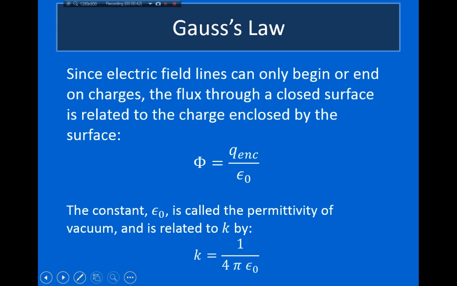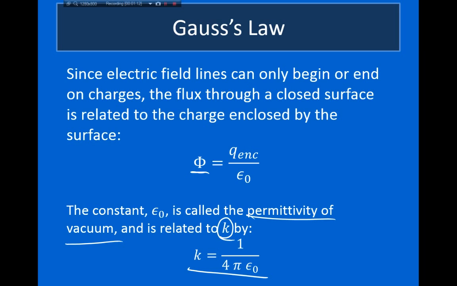And so basically what Gauss's law says is that the flux through a closed surface is going to be equal to the charge that is enclosed in the surface divided by this constant, which is called the permittivity of vacuum. And it's related to the constant K that we talked about in Coulomb's law by this formula right here. So K is equal to 1 divided by 4 pi times the permittivity of free space.